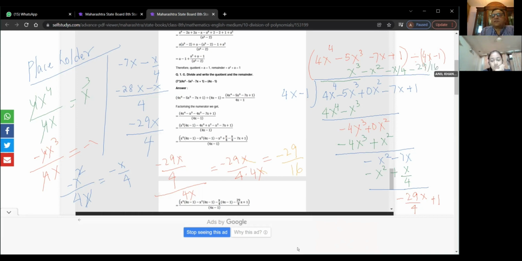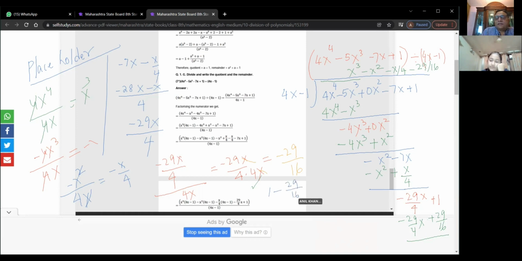When you multiply this with 4x, you should get minus 29 over 4x, since we did this multiplication here, correct? Yes. When you multiply this with minus 1, you get plus, because minus and minus is plus, 29 over 16, correct? Yes. And now you have to find the remainder. So to find the remainder, what will you do? You will take away 29 over 16 from 1. So you have to do 1 minus 29 over 16, correct?